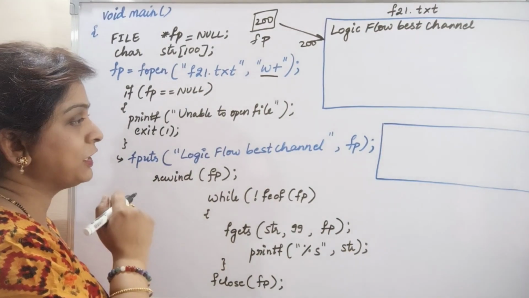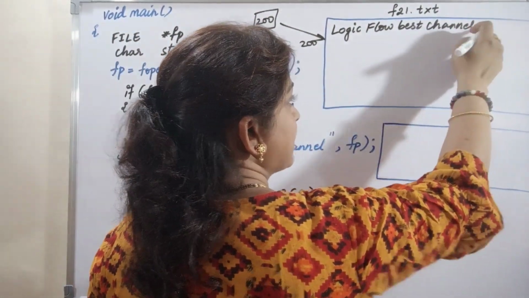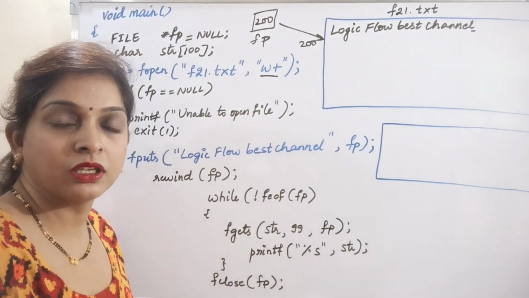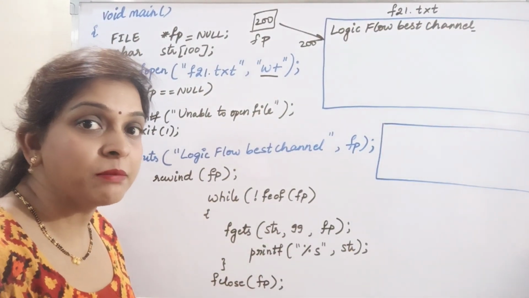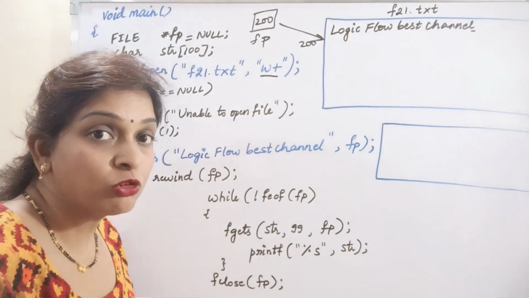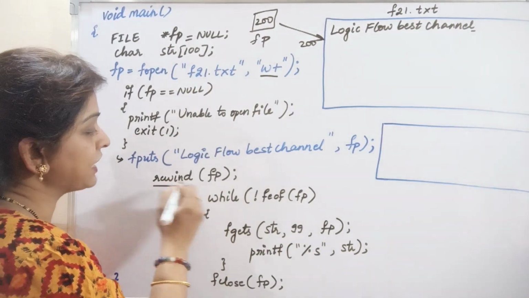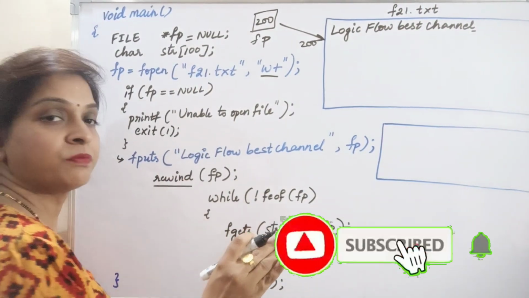Then after writing this content, the pointer will be pointing to the last location. So if I start reading the data immediately, then it will move forward, there will be nothing to read, you won't get any output. So what I'll do, I'll use this special function rewind, a very simple function.